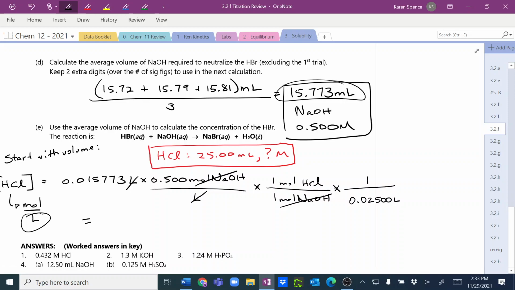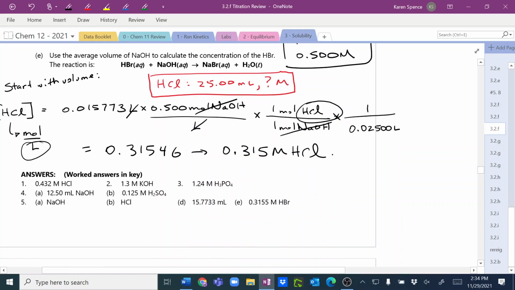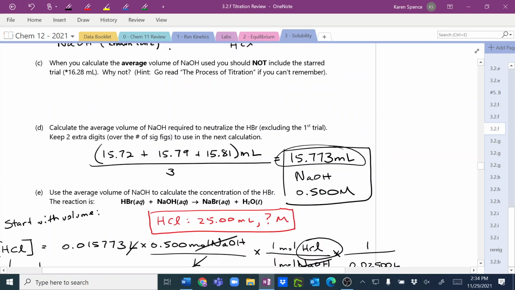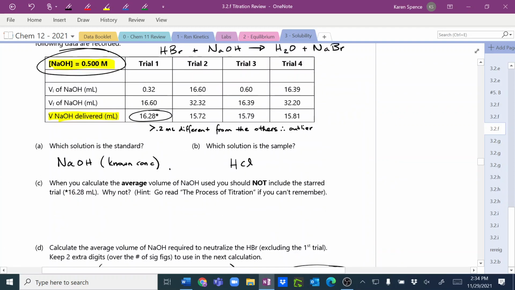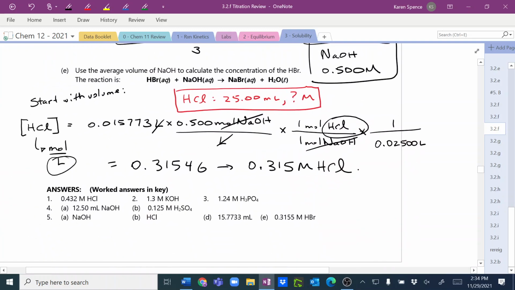And we would get 0.015773 times 0.5 divided by 0.025 is 0.31546, to 3 sig figs, I think. Yes, 3 sig figs. 0.315 molar, and our compound is the HCl. Hopefully that's what the answer says. Yay! Except for that, oh, did I have a different sig fig there? No, I got it wrong in the answer key. My sig figs are wrong in the answer key. There we go.